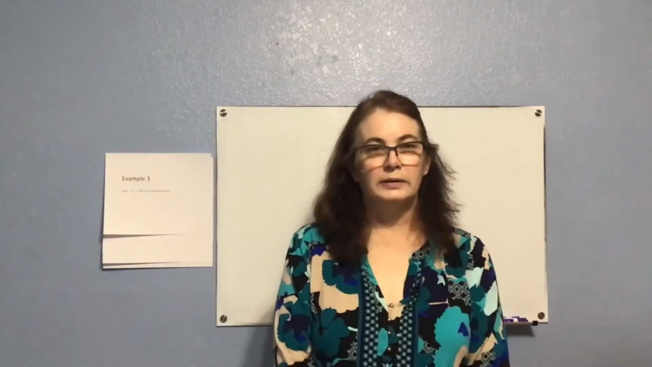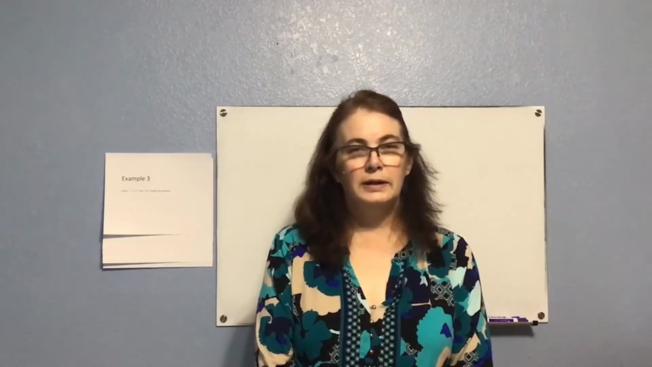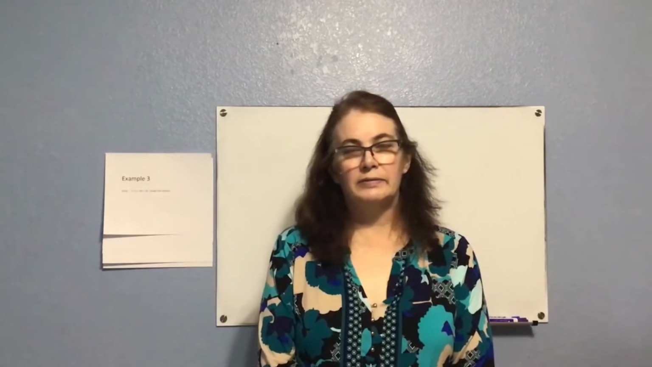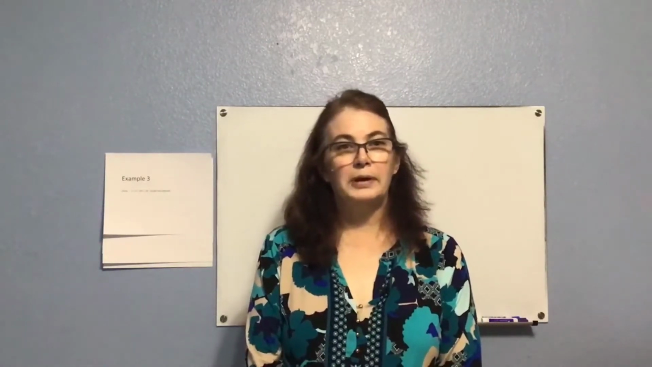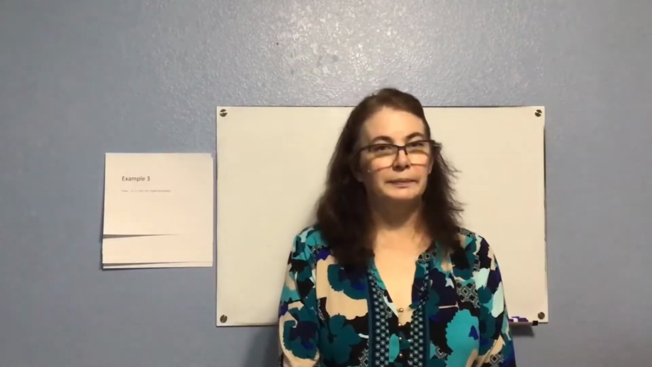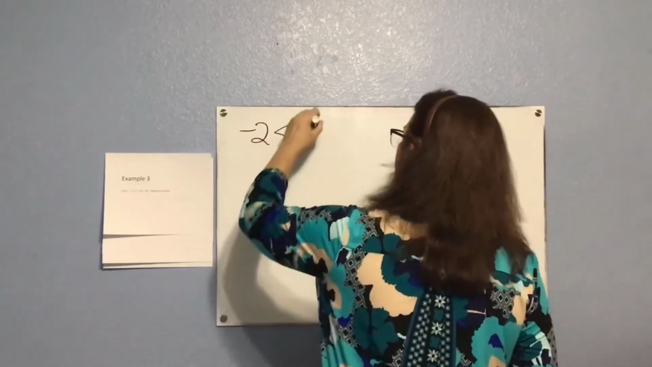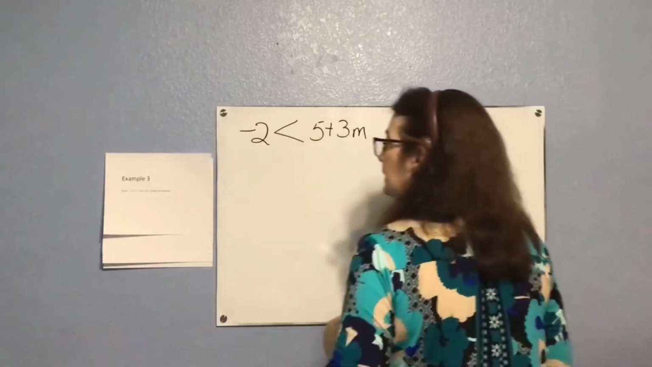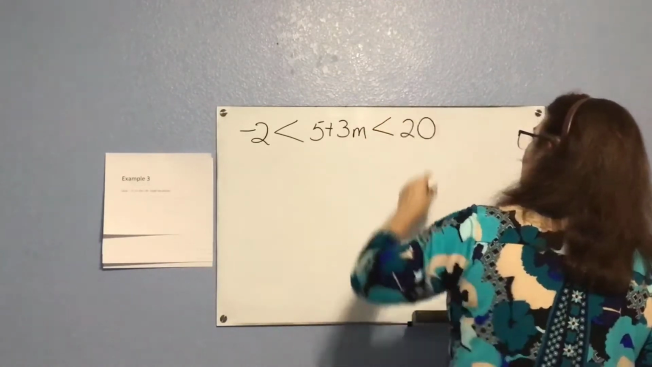Unlike an equation, an inequality often has 3 parts. The method for solution remains the same, except instead of doing something to both sides, we have to do something to all 3 parts of the inequality. Let's take a look. We've got -2, which is less than 5 plus 3m, less than 20.